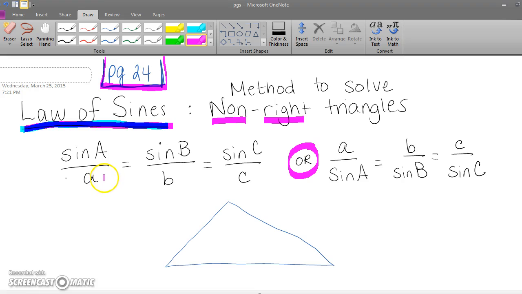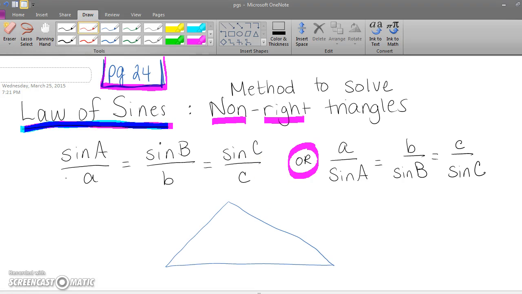Sine of A over a is a ratio equal to the sine of B over b, which is equal to sine of C over c. You can also flip all of those and do the sides over the angles. You will notice that there are two equal signs. You really have to work with two of the three. As we do problems, we won't use all three of them. You have to find two pairs to match up.